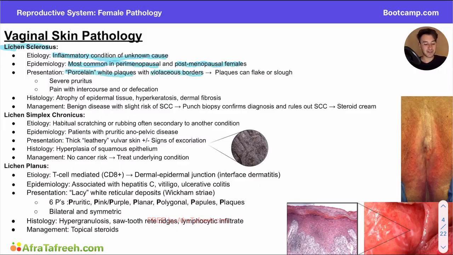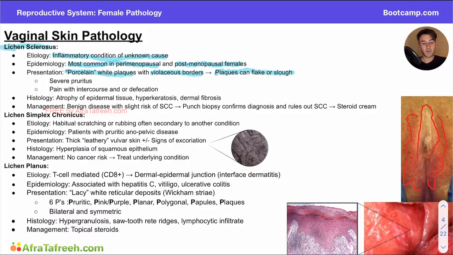And now what does that exactly mean? So let's kind of review here. The porcelain white plaque is going to be what I'm outlining here, so you can see that this tissue is really shiny, almost like white porcelain. And then on the periphery we're going to have this violaceous tissue. So violaceous tissue is oftentimes described as purple or pink in appearance. And so you're going to see this combo with the lesion centrally looking white and porcelain and then peripherally looking violaceous. And additionally, we can have these plaques that can flake or slough because they can be itchy at times.